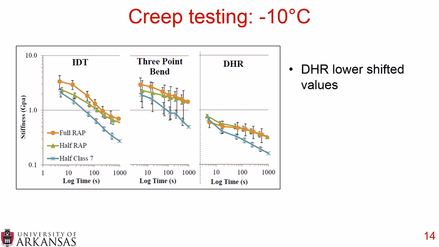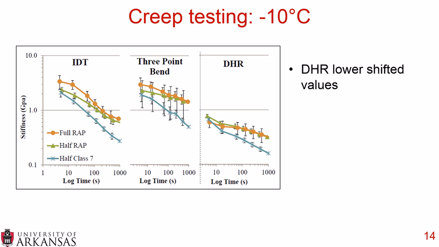So some of the first results, looking at the three different testing configurations, you have the IDT, which is the original sample on the left, you have the three-point bend in the center, and the DHR. And you can see here that we used full wrap, we used half wrap, and then we used half class 7. So those are the gradations when we say half wrap and half class 7.